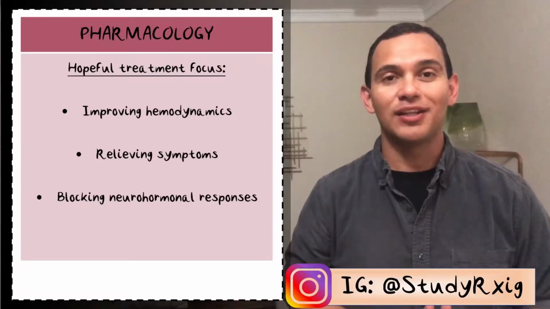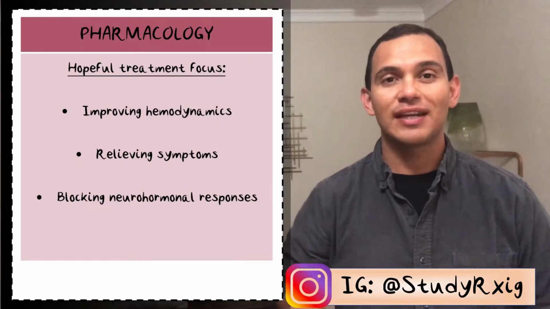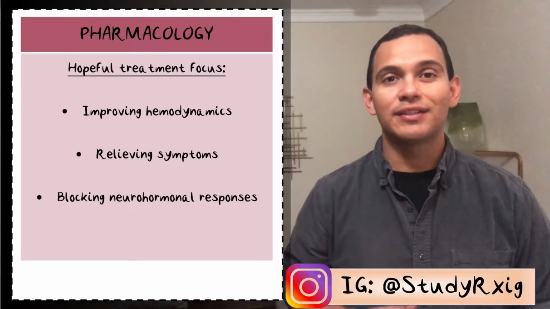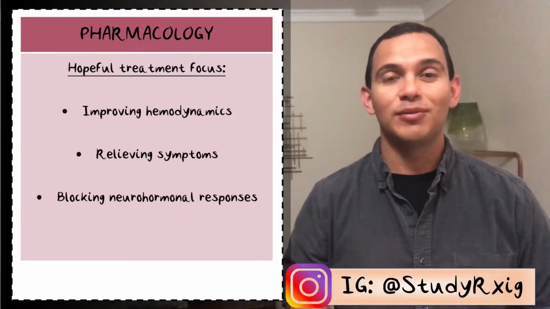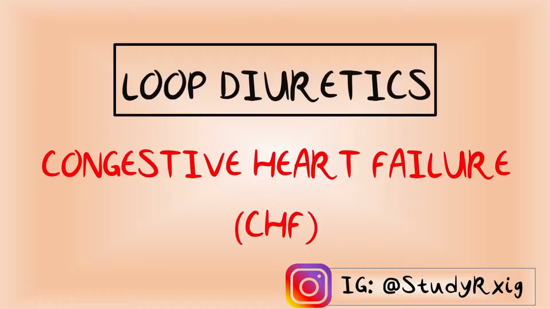Now to the pharmacology. As a reminder, our goal here is to correct and treat risk factors for heart failure. Treatment of chronic heart failure is focused around 3 key points, and those are improving hemodynamics, relieving symptoms, and blocking neurohormonal responses. Hint: the RAS system.